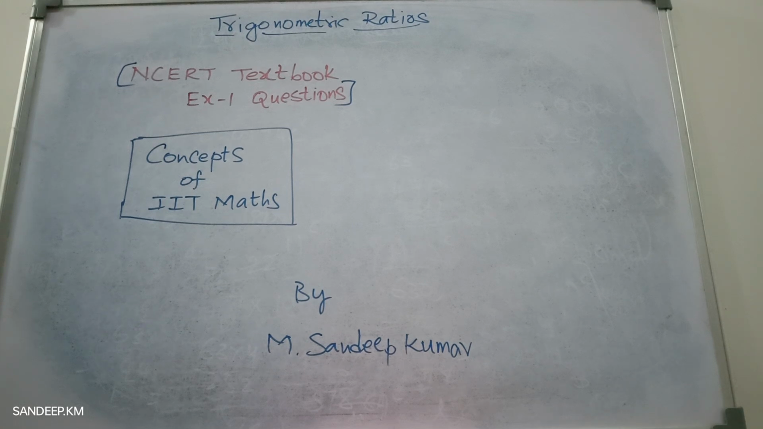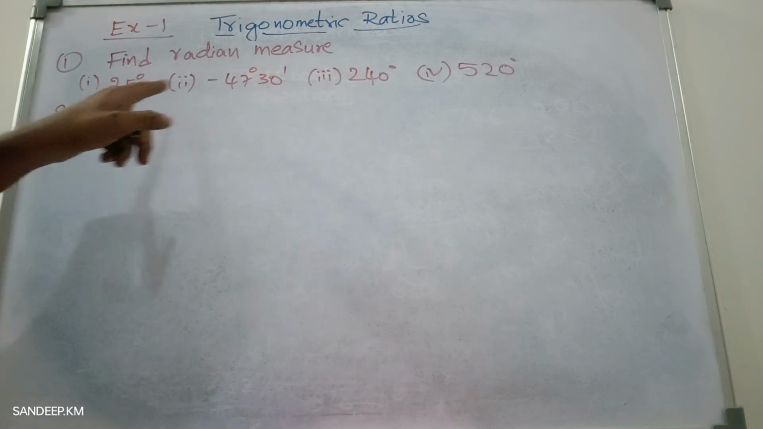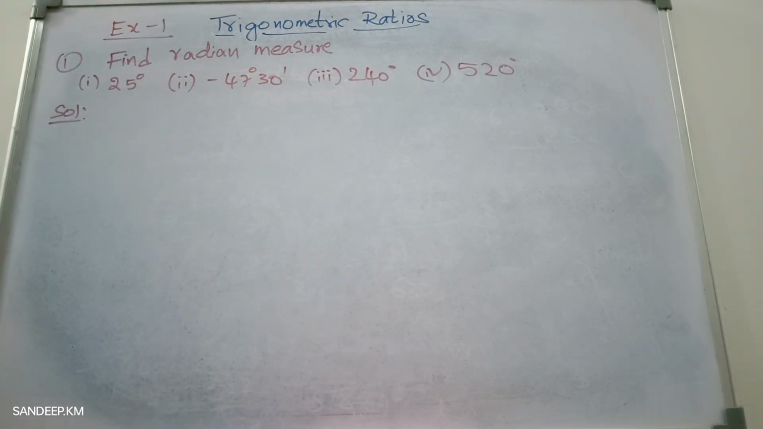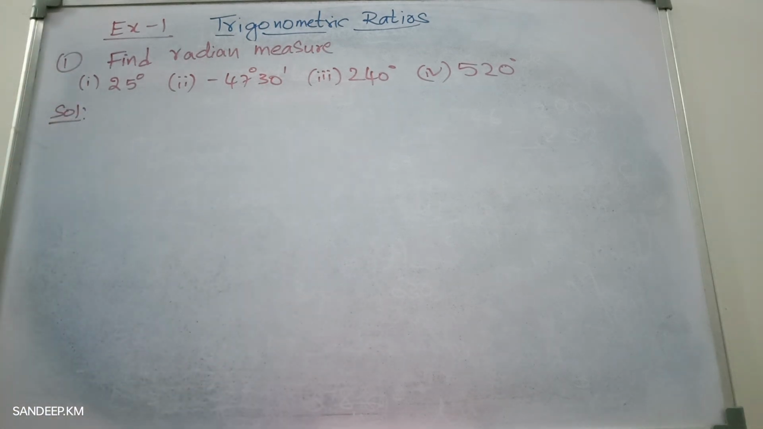So in today's video, in this second video of the chapter, let us discuss NCERT textbook exercise 1 problems. There are around 7 questions. Let us discuss one by one in this particular video. Here is our first question. They told us to find the radian measure of these following 4 angles. They have given degree measure and we are supposed to find the radian measure.